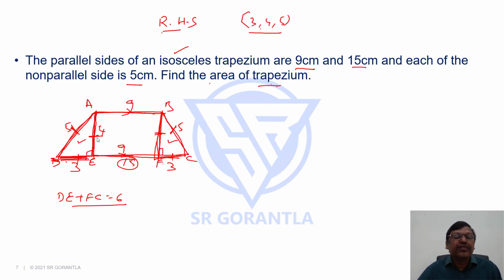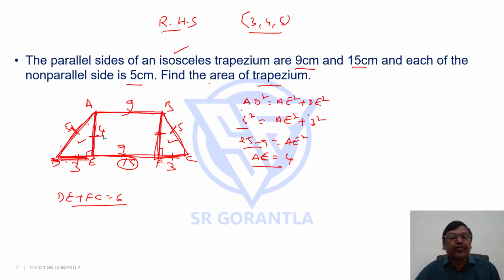And if you are not able to recall that, we can also say AD square equals AE square plus DE square. We know AD square is 5 square, equals AE square, which we have to find out, plus DE, which is 3 square. You can say 25 minus 9 equals AE square, or from this AE equals 4, because 16 is 4 square. That is if you are not able to recall these triplets. Anyway, the height of the trapezium, the perpendicular distance between the two parallel sides, is 4.